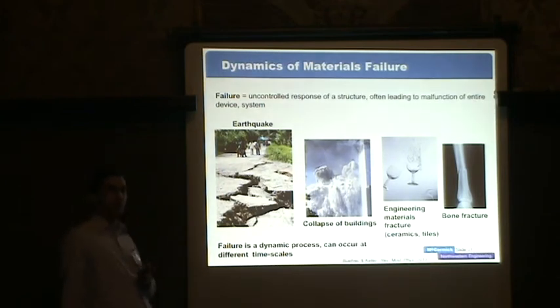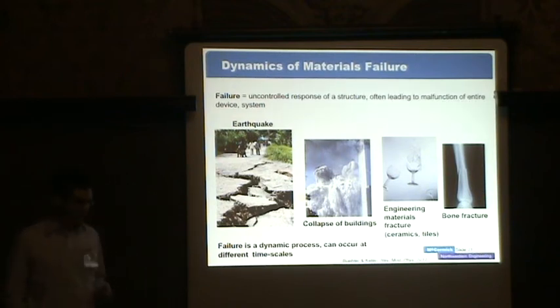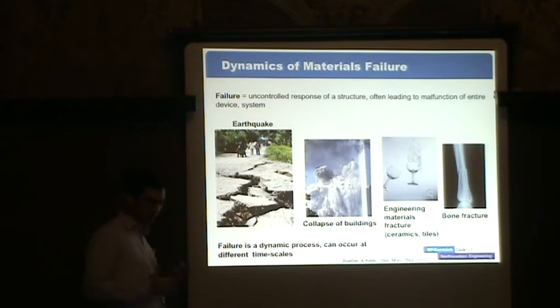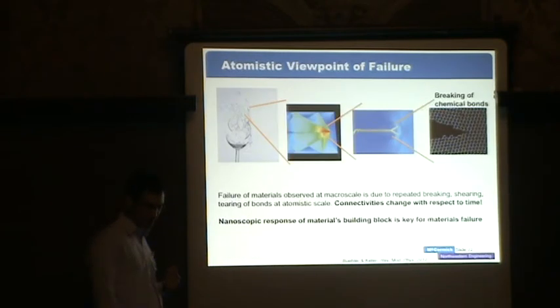And since most of us are mechanicians, a lot of the time we're interested in the material state, which is essentially a dynamic process, and there are many different time scales that can be involved in this. For instance, an earthquake is a process that often happens on the scale of minutes, or a collapse of a building, whereas something like bone fracture can happen very instantly at a very fast rate. So there are a lot of time scale issues that are relevant to fracture events.